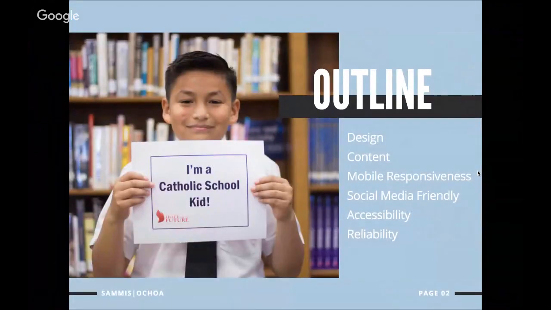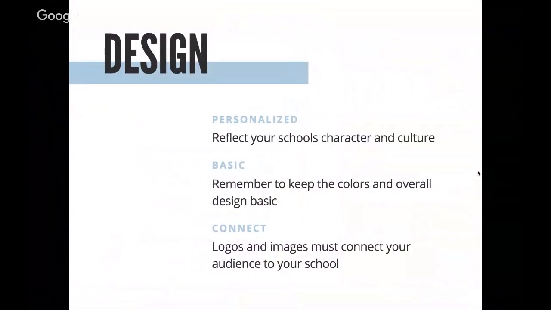Pulled up here is our outline. As you can see, we'll talk about design, content, mobile responsiveness, social media, accessibility, and reliability. All right, so first is design. The design of your website should be personalized. It should reflect, of course, the culture of your school, its character, the overall feel of your school. For example, if your school crest is a certain design and certain colors, or whatever symbol, maybe a logo, it should be reflected in your website as well.